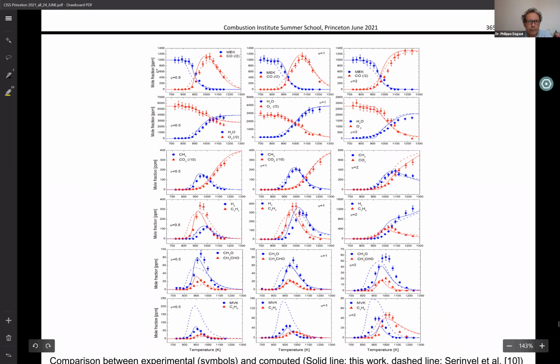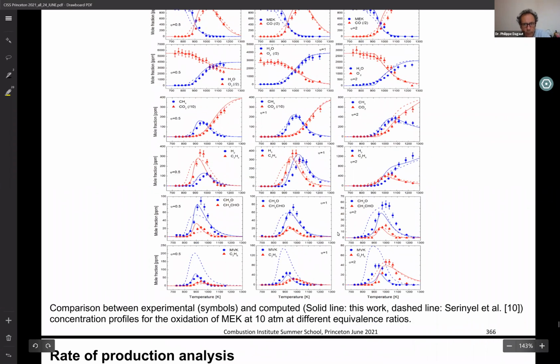And what we can see is that we consume the fuel, and what are the intermediates? Ethylene is one intermediate, formaldehyde, acetaldehyde, methylvinyl ketone here and ethane. And when you increase the equivalence ratio, the match between the data and the modeling stays the same. One could have a look at the variation of some of these intermediates with equivalence ratio. And you can see that, of course, under fuel-rich conditions, you tend to accumulate more ethylene than you do under fuel-lean conditions.